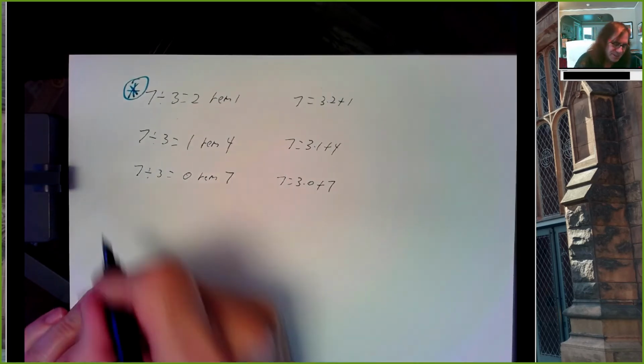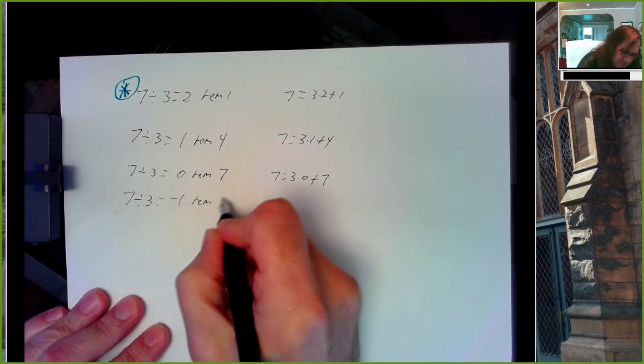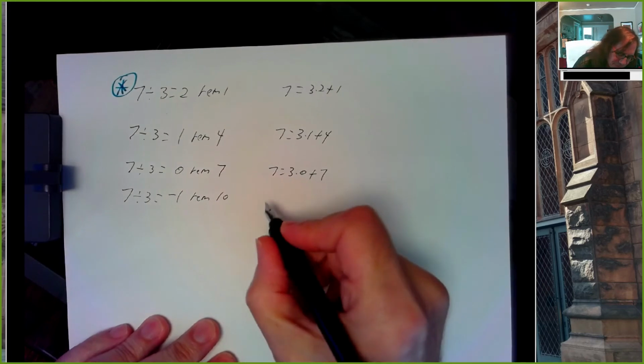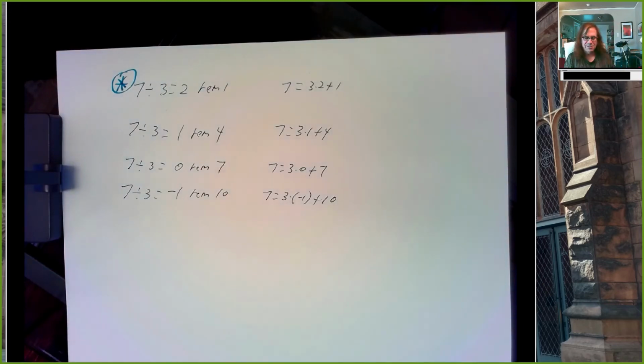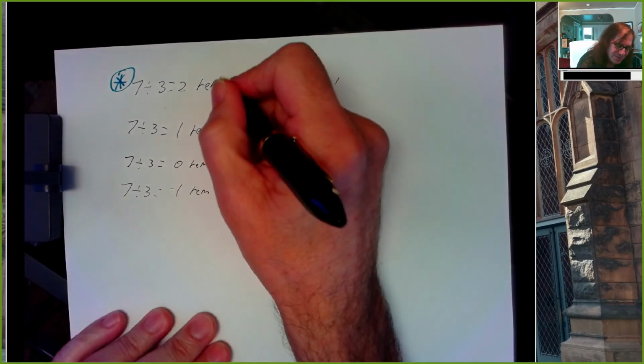And if you want to give your teacher a headache, you could do this. It goes in -1 times with 10 left over. Well, that's also true. And that's just saying 7 is 3 times -1 plus 10. Yeah, I'm sure that would get you far. Actually, it probably would. So we're interested in these remainders.